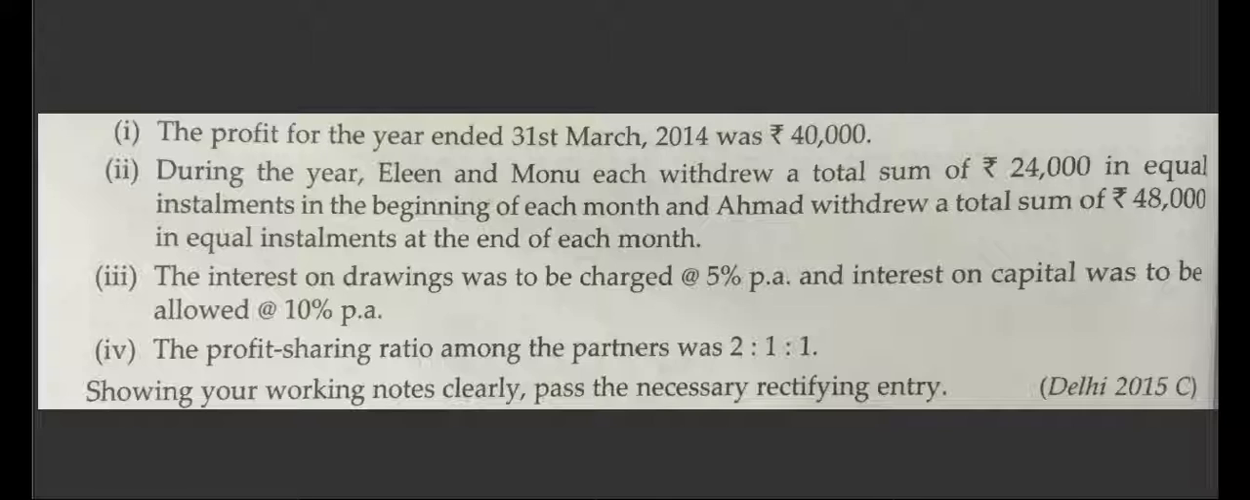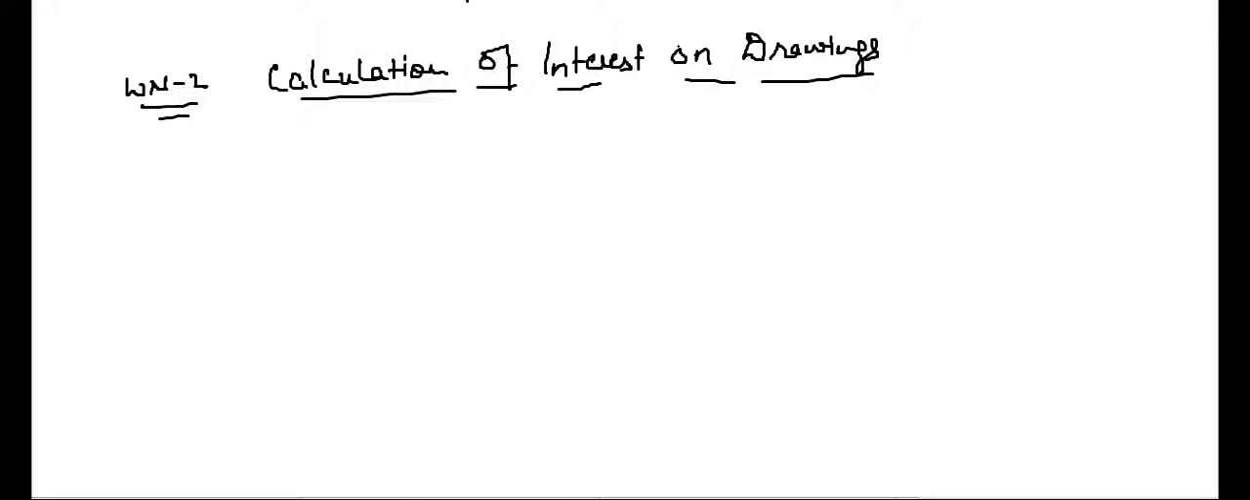What we will do here? We will apply average period method, because the equal installments have been withdrawn. Amount of installments is equal, the period is equal, so we can apply average period. First of all, for Eileen and Monu, we will calculate average period.